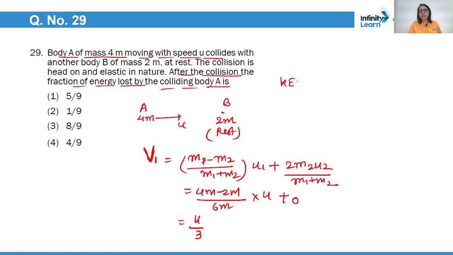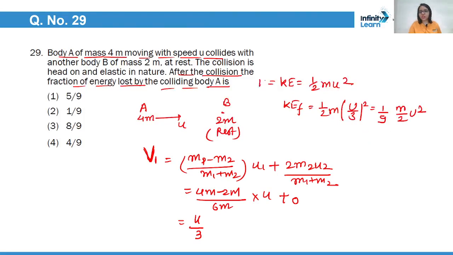Initial kinetic energy of the body is half m u square and final kinetic energy of the body is half m into u by 3 whole square, which is 1 by 9 times half m u square. So if the initial kinetic energy is K, then the final kinetic energy over here is 1 by 9 K. So the fraction of energy lost is K minus 1 by 9 K divided by K, that is 8 by 9, which is option 3.